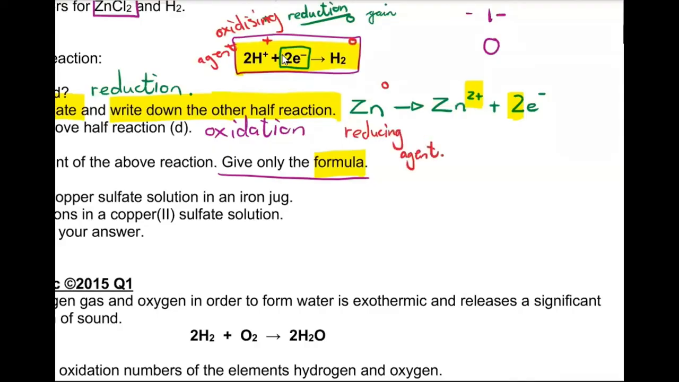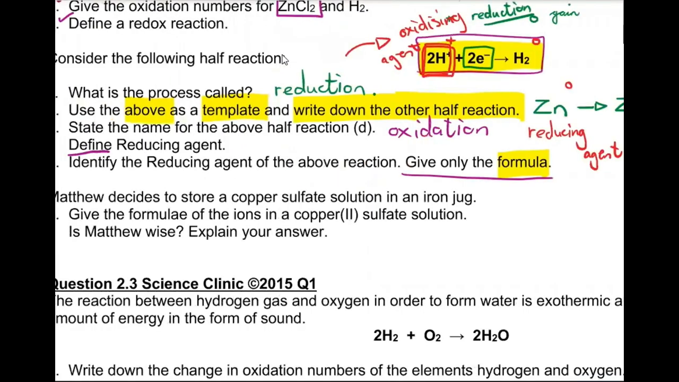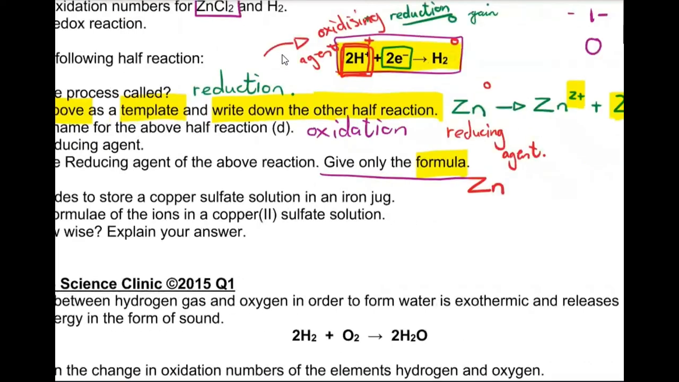So your reducing agent is what your oxidation reaction starts off with. And your oxidizing agent is whatever your reduction reaction starts with. So they're asking us to identify the reducing agent. And so therefore we can say that that will be Zn. They asked for the formula. If they just say identify and they don't say formula or name, then you could have gone and written zinc. All right.